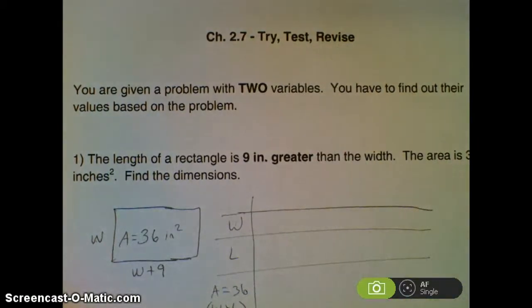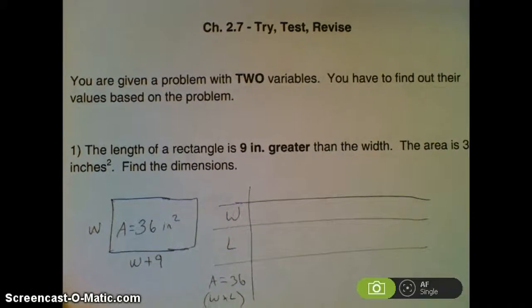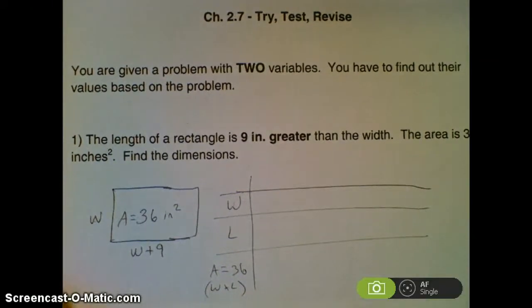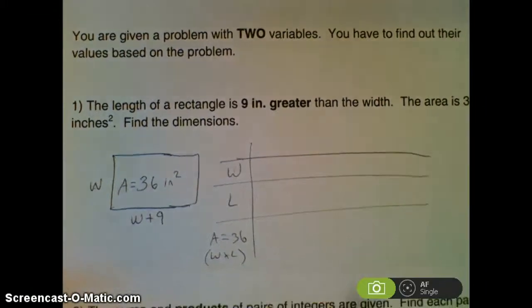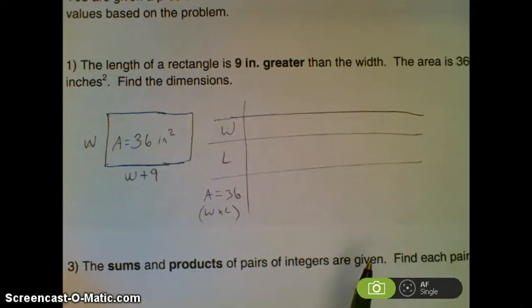So, what you have to realize is that you always have enough information to solve the problem. You just have to figure out how to use that information. So I've started the first one. This is straight from your packet.